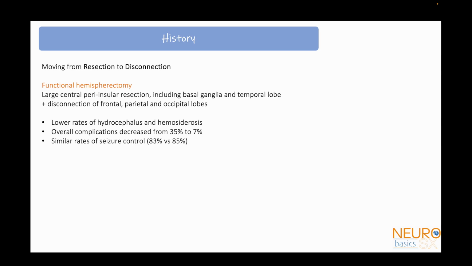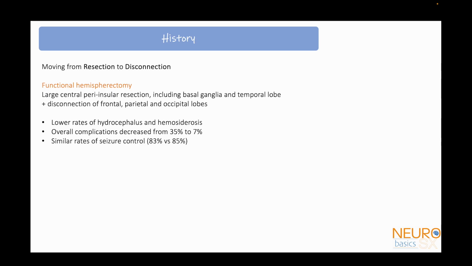The first step towards this was a functional hemispherectomy. There is a resection which happens in a functional hemispherectomy, but it is a large step towards more disconnection. A lot of tissue around the insula is resected, as we will see going forward, including the basal ganglia and the temporal lobe, but everything else is just disconnected. We just disconnect the frontal, parietal, and occipital lobes when we do not resect them.